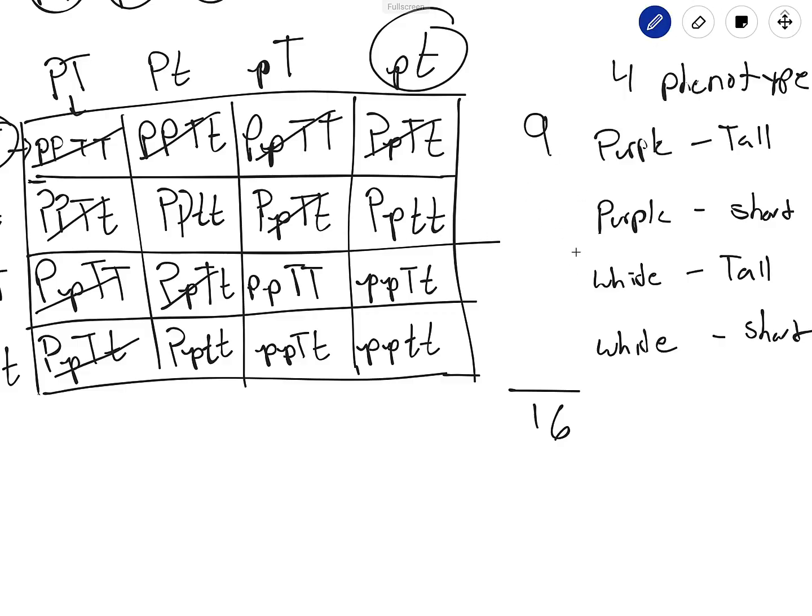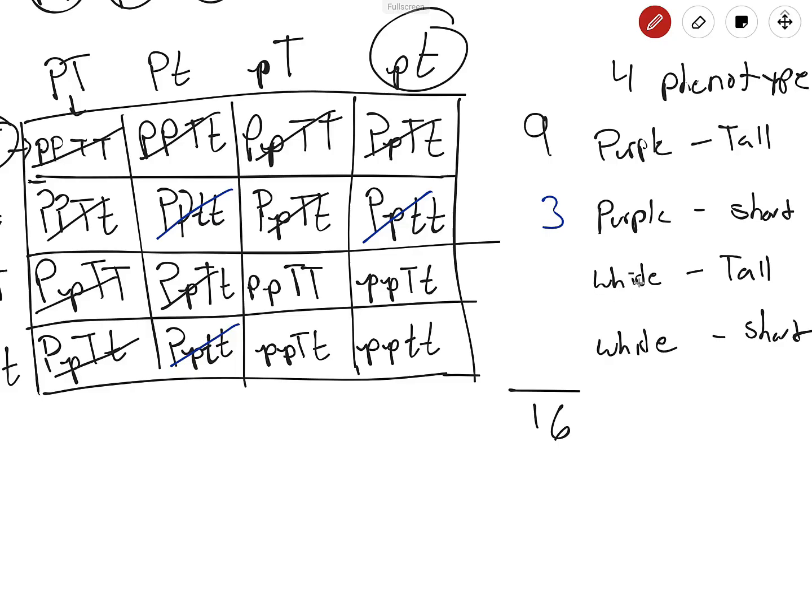Now let's count all of the ones that are purple but short. So here we've got purple and short, purple and short. This one's white and tall. This one's white and tall. This one is purple and short. Notice that I am not counting any of the ones that I already crossed off. Once it has been accounted for, you do not count for that individual twice. The rest of these are going to be white. So there are 3 purple and short.